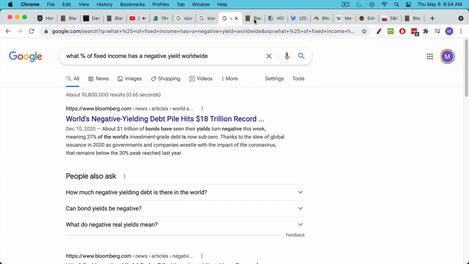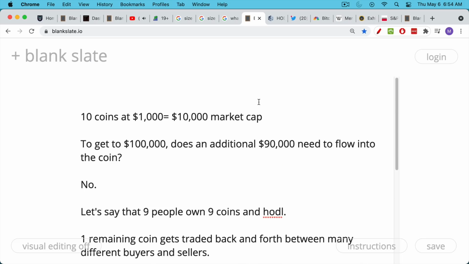But I want to use a thought experiment here to show you how Bitcoin can get to much higher prices without a commensurate amount of money flowing into it. So let's create our own cryptocurrency that's a very simplified, closed system. This cryptocurrency will have 10 coins, and let's say they're currently trading at $1,000 a piece. That gives it a $10,000 market cap for the whole cryptocurrency. Just trying to make the numbers really round and easy here.